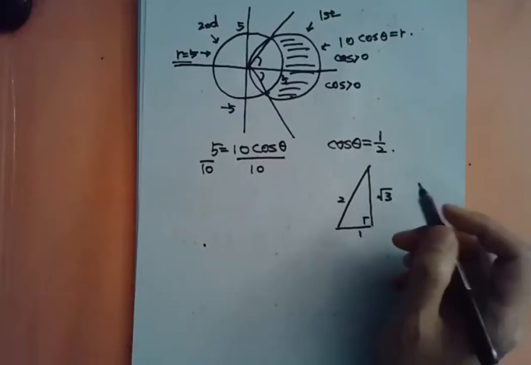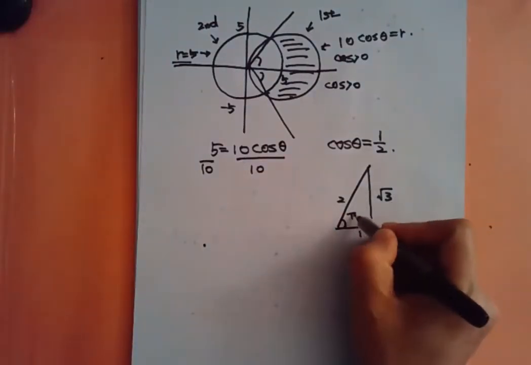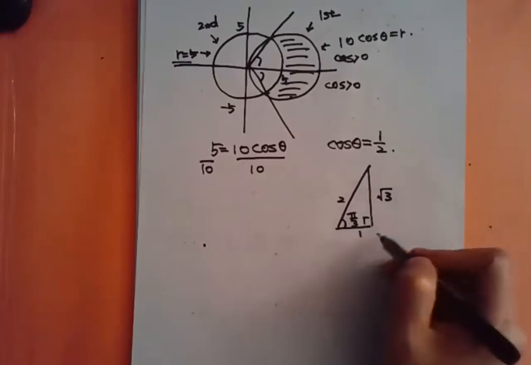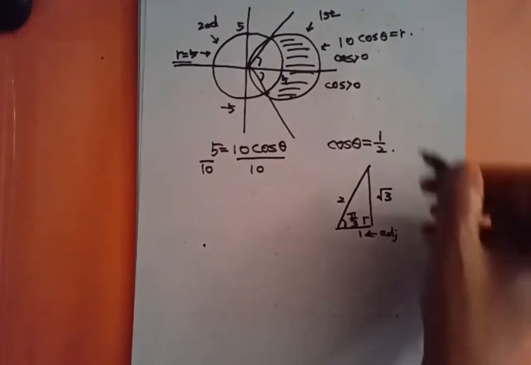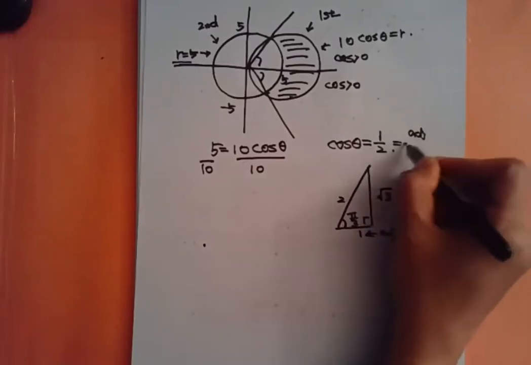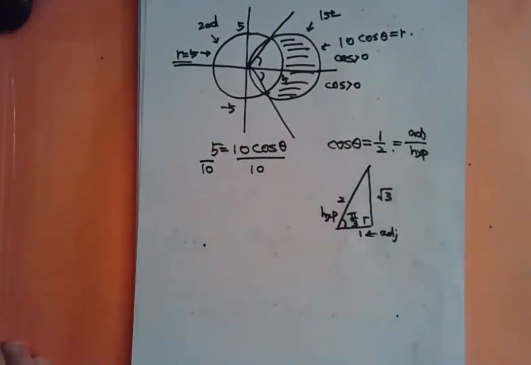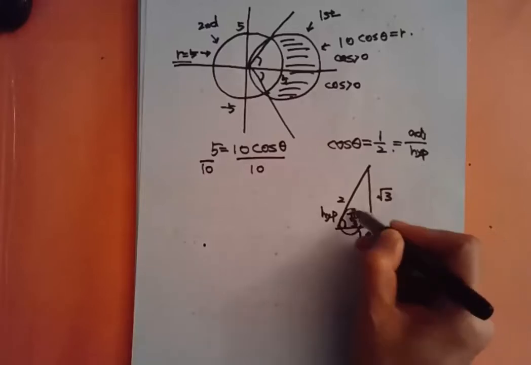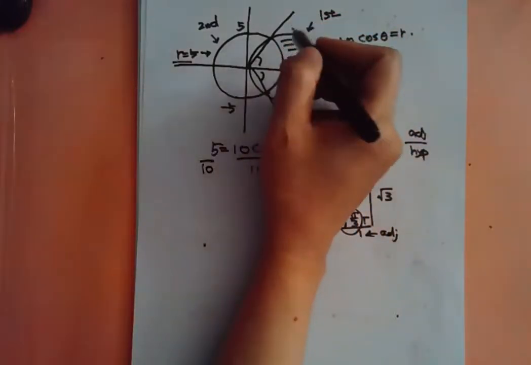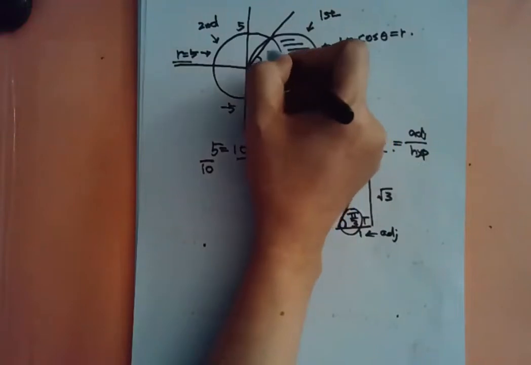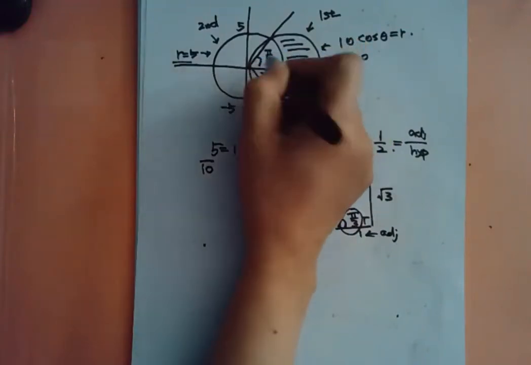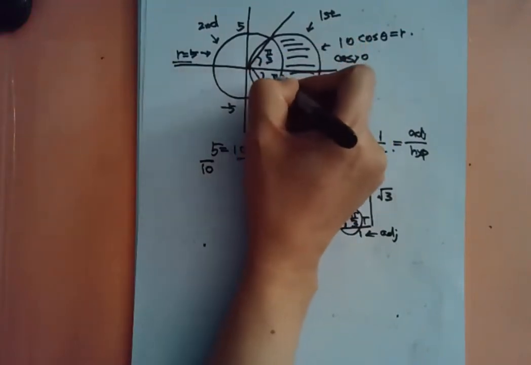And then we have to think about this triangle. So this is pi/3, and 1 is adjacent. Cosine is adjacent over hypotenuse, and 2 is the hypotenuse. So the reference angle is pi/3. So we can go with pi/3 and minus pi/3.